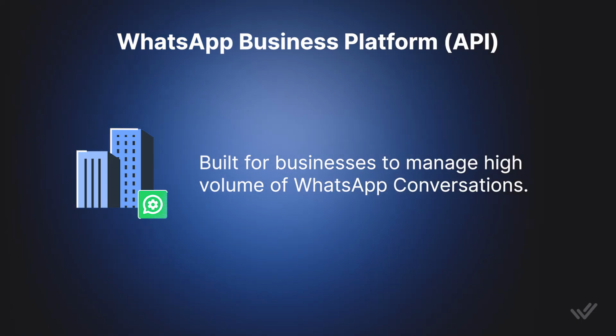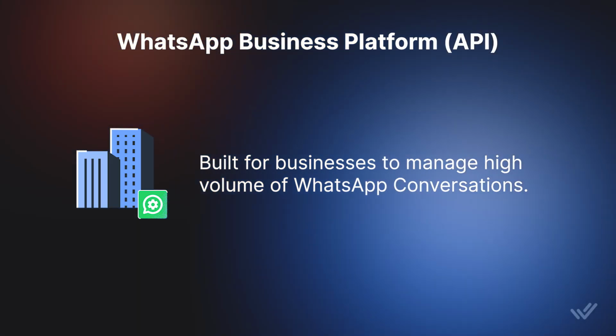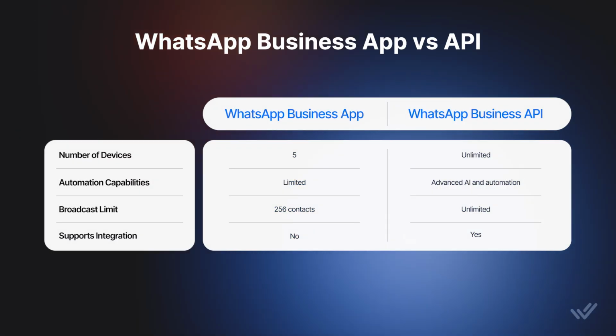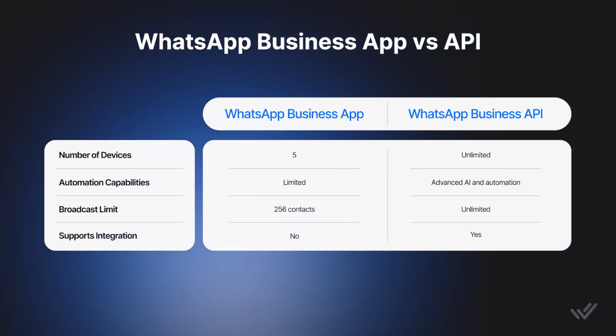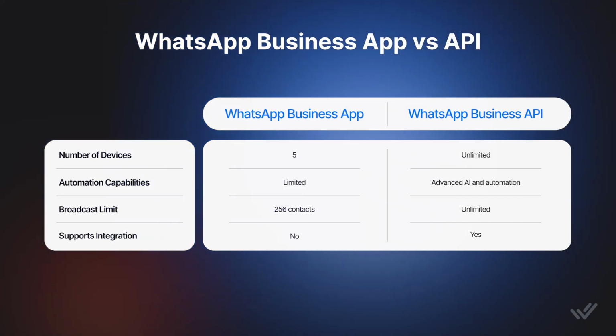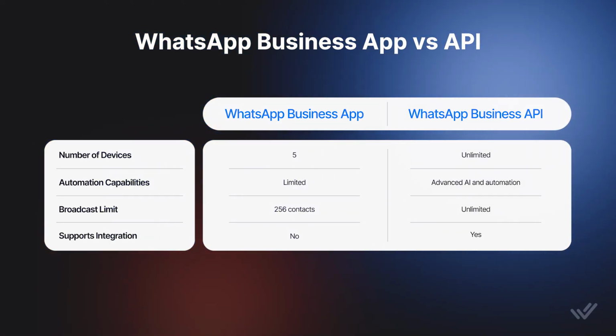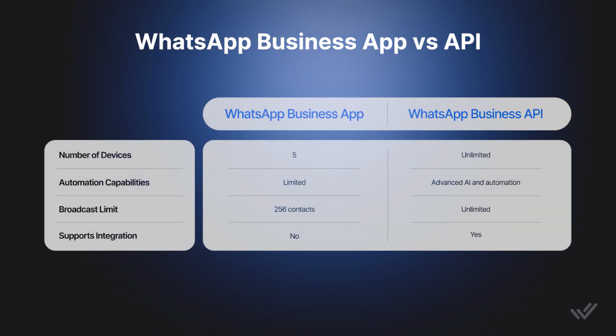WhatsApp API is built for businesses managing high volumes of WhatsApp conversations. Unlike the WhatsApp Business app, it requires a conversation management platform. There are costs involved, but using WhatsApp API unlocks the full potential of WhatsApp for businesses. Advanced automation, AI, support for unlimited users, and more. Want to go deeper? Check out our WhatsApp API Explained video.